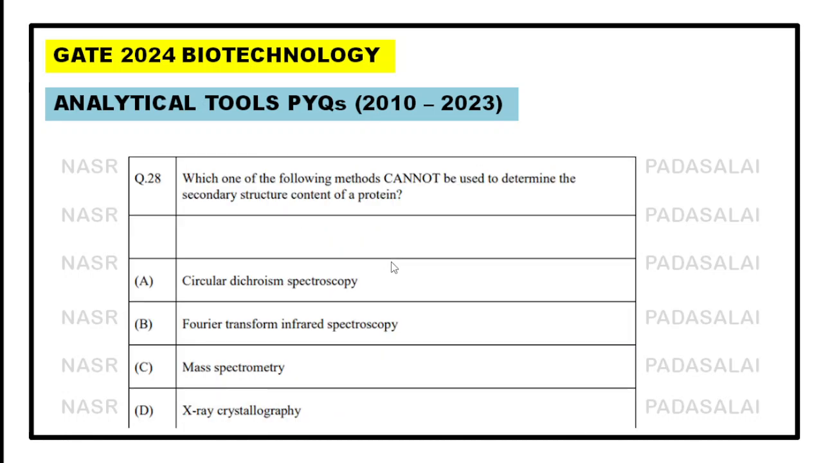Next, which of the following methods cannot be used for determining the secondary structure content of protein? It is very simple: it is X-ray crystallography. X-ray crystallography is generally employed for tertiary structure, and here they are asking about secondary structure. So you can easily determine that CD, IR, and mass spec can be employed for determining the secondary structure content of protein.